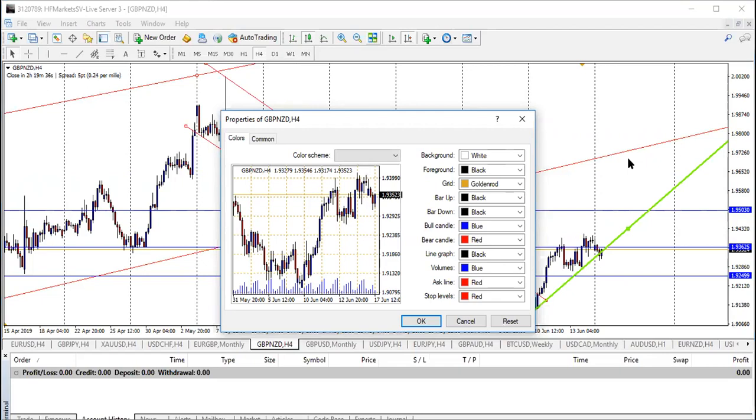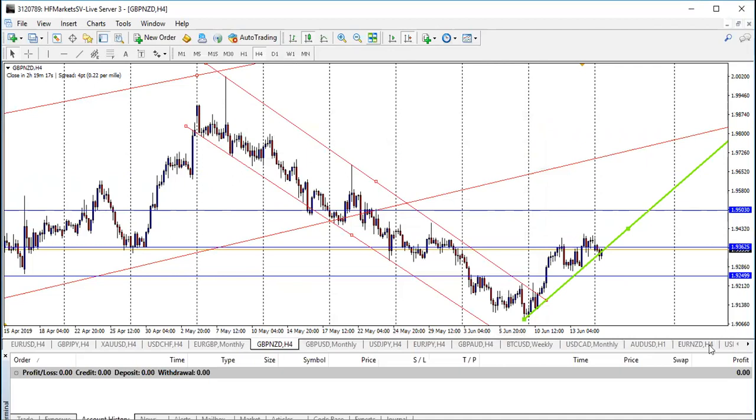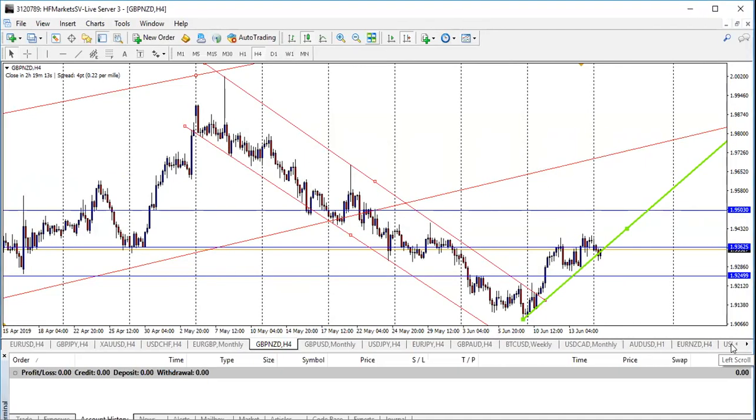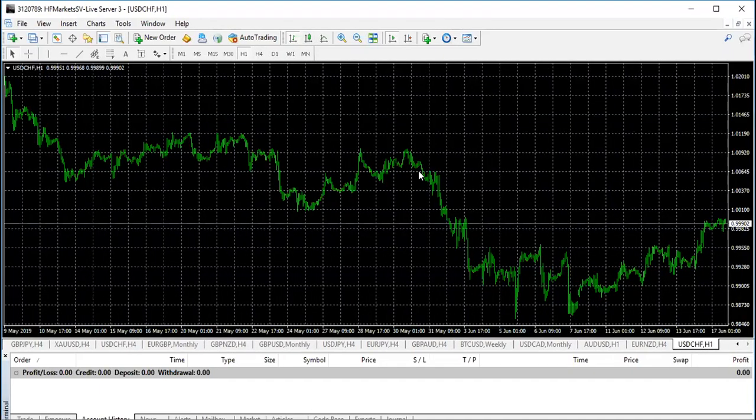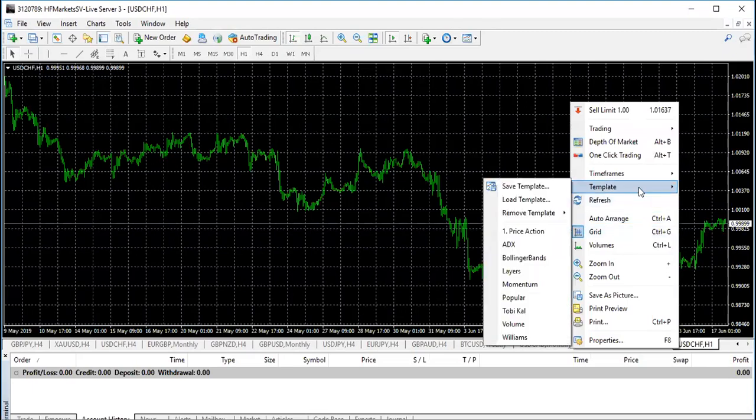Then you come over to common and ensure that you have the same settings as I have. Once that is done, you just click OK, and then you are starting off. So, all right, this is it. Subsequently, you don't always have to create that template again. You just come over to templates, and I've saved several templates. You're going to have some saved already for you.